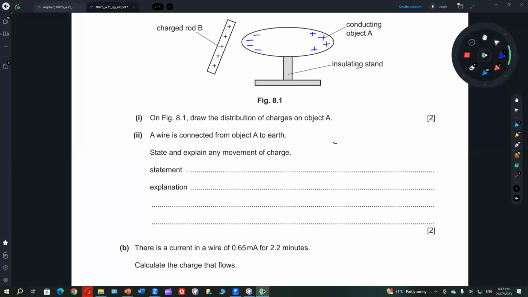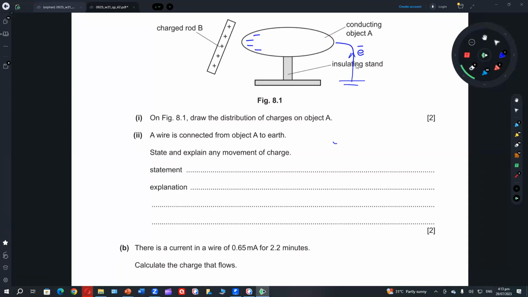A wire is connected from object A to earth. State and explain any movement of charge, statement and explanation. So if we connect this to earth, what will happen? When you connect it to the earth, electrons will come from the earth, and after a short time this area will be neutralized.